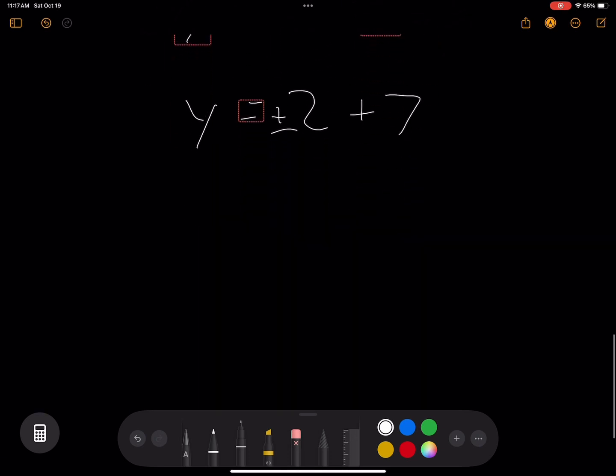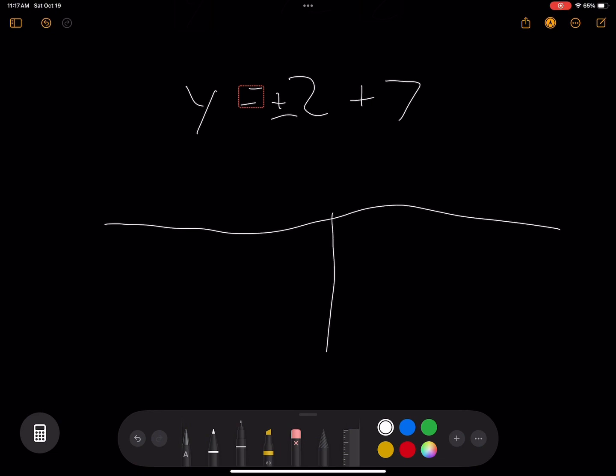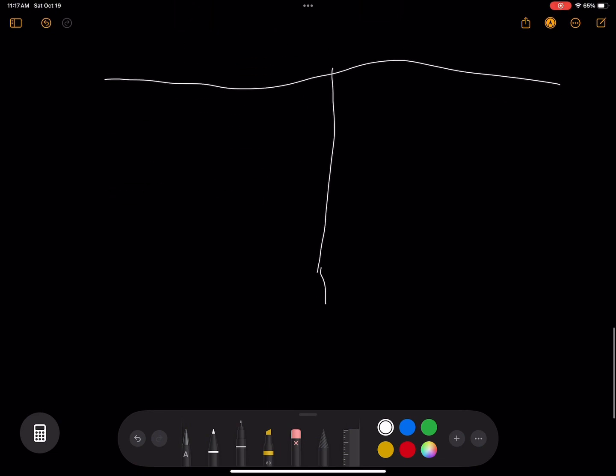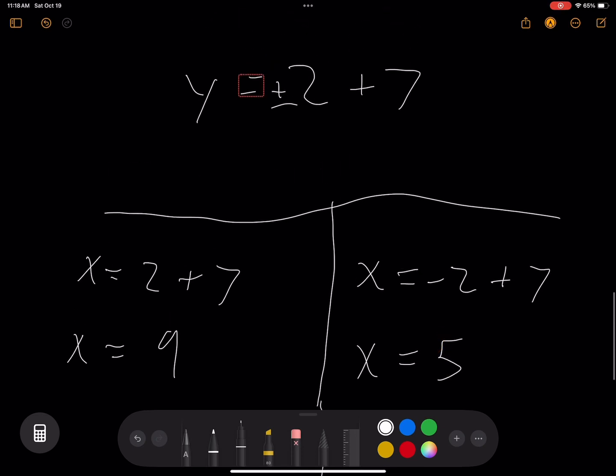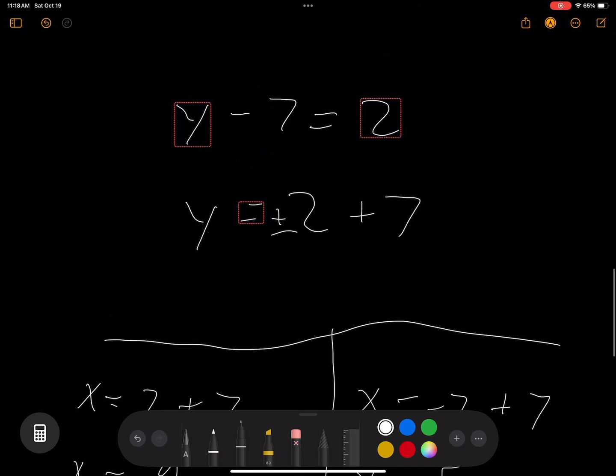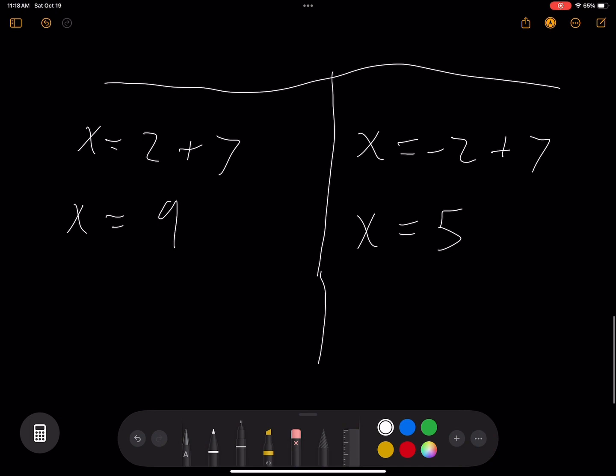Now let's split our equation. Y is equal to 2 plus 7. Y is equal to 9. Y is equal to negative 2 plus 7. Y is equal to positive 5. Oops, I put x instead of y. That's my mistake. Let's fix that real quick.